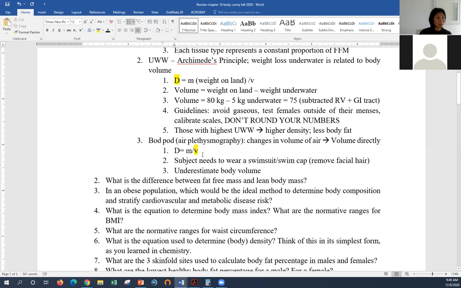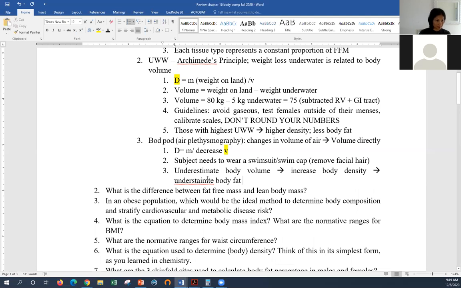So if we look at this equation, and if volume increases, what happens to this number? Oh wait, I'm sorry, I'm seeing it backwards. We decrease body volume. What happens to our density? Our density increases because our volume decreases. So as a result, it would underestimate their body fat. Does that make sense?